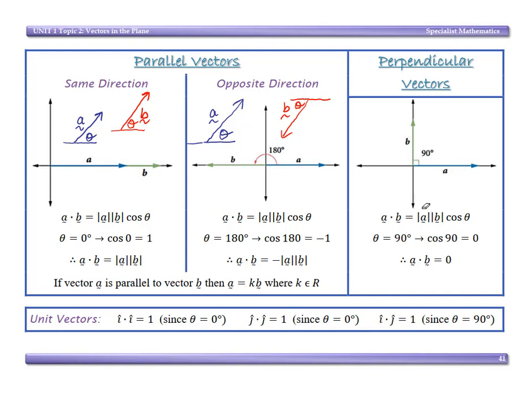Now, if you have parallel vectors in the same direction, the angle between them is 0. If you have parallel vectors in opposite directions, then the angle between them is 180 degrees. Okay, now looking at our dot product formula, we have magnitude of vector A times the magnitude of vector B times cos of theta. That theta, if we're in the same direction for parallel vectors, is 0. Cos of 0 is 1. Go back to your unit circle knowledge from year 10. You should realize cos is my x coordinate.